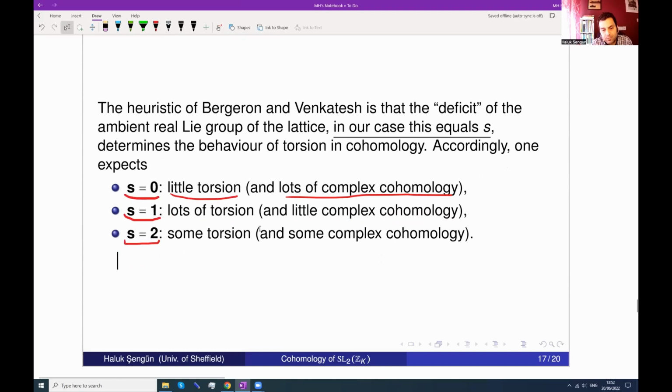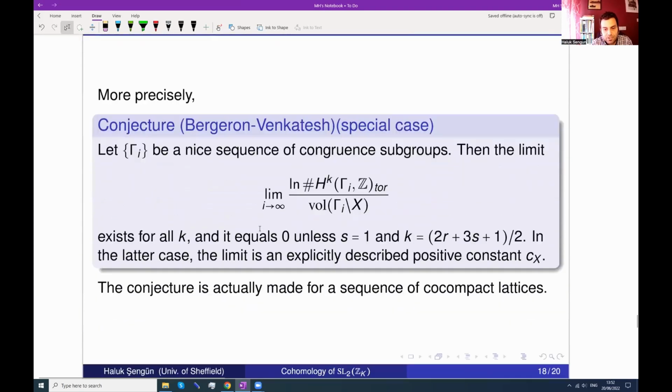To make this more precise, they have a more specific conjecture that leads to the previous heuristic. This is again applied to our SL2 over a number field case. Take a nice sequence of congruence subgroups, Benjamini-Schramm convergent or whatever, or maybe an exhaustive normal sequence.